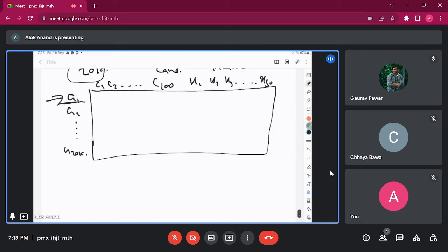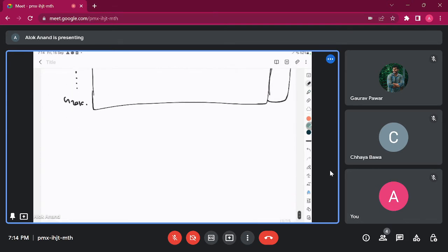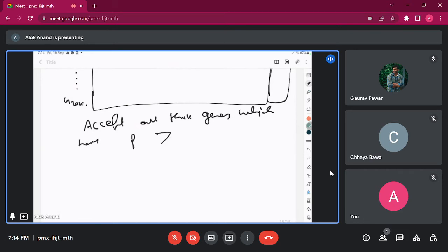You will calculate the t-test for each gene, and then what you will get? You will get the p-values for each gene. Then you will accept all those genes which have p-value greater than 0.0.